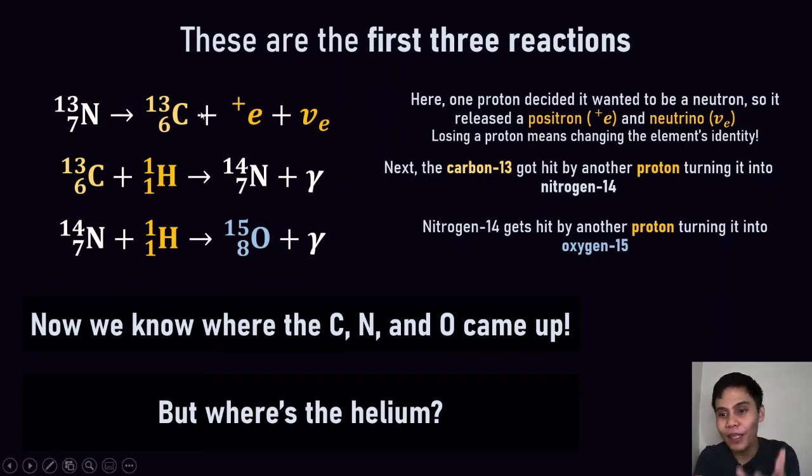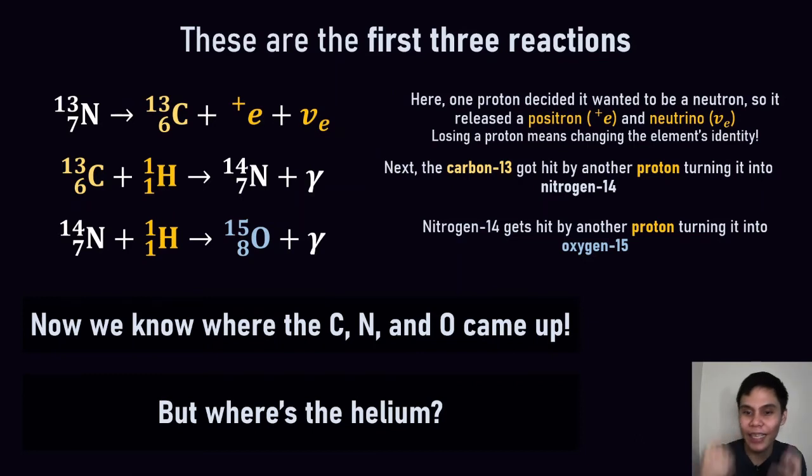So what happened here? One proton, again, decided to become a neutron, releasing a positron and a neutrino. So again, if we have a proton turning into a neutron, the atomic mass should be the same, but the number of protons will go down by 1 because it switched over to become a neutron. Since it changed the number of protons, the identity of the element changed as well. That's why we have carbon-13 here.